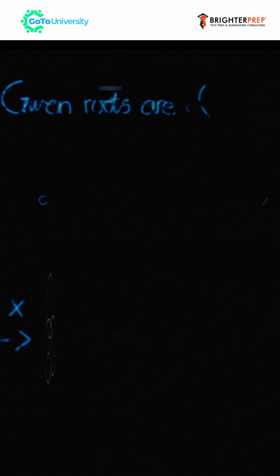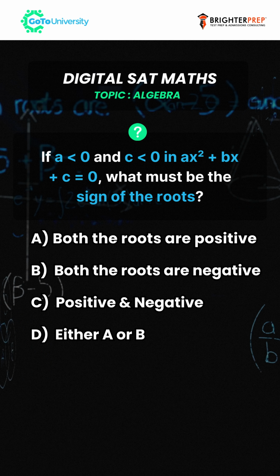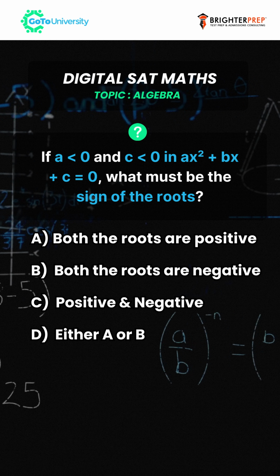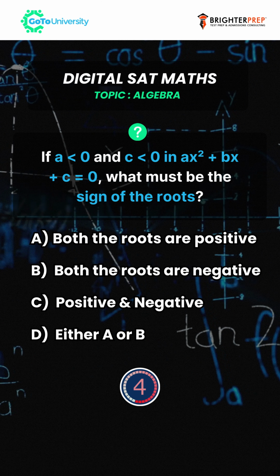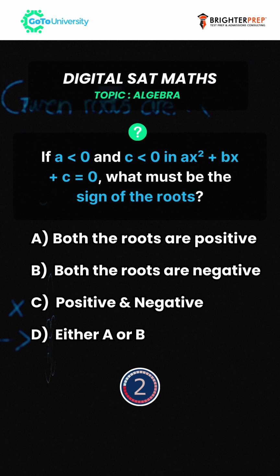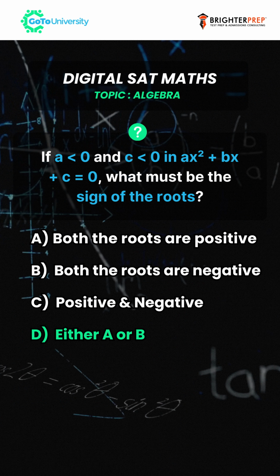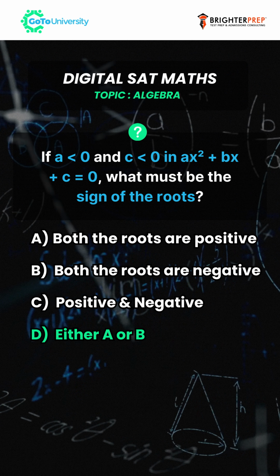If A is less than 0 and C is less than 0 in ax squared plus bx plus c equals 0, what must be the sign of the roots? Option D, either A or B.